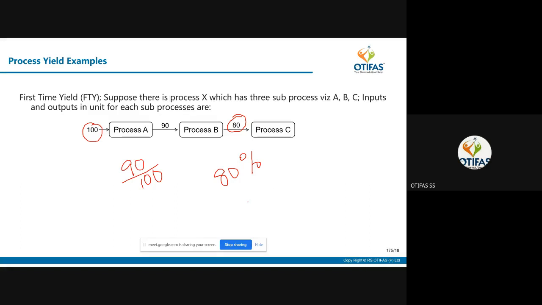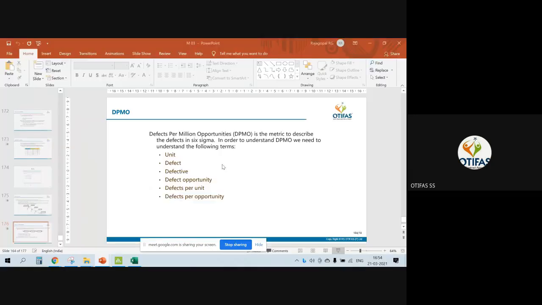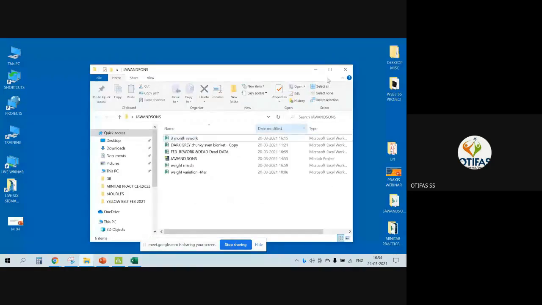Now you will deal with yield more in the chemical industry. In the chemical industry, yield is a very important metric. People there talk about yield of 99%, etc., because a small increase or decrease in yield involves a lot of cost in your raw material. So raw material cost and yield are very, very important. Okay. So that's all for this measure phase. Now the measure phase is complete.